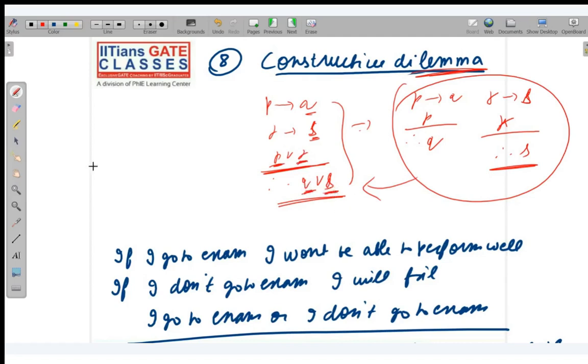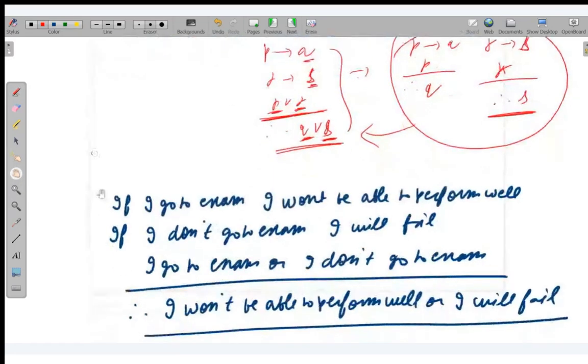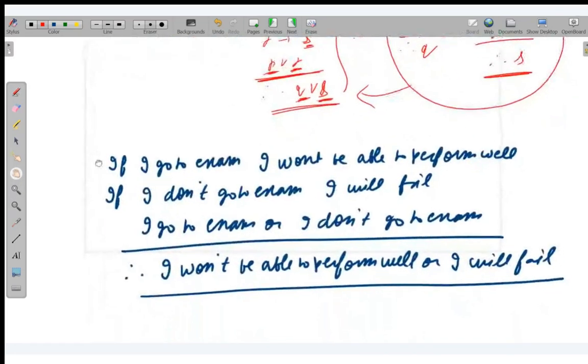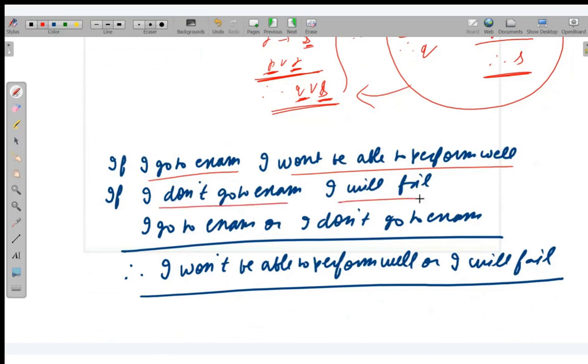Let me show you something of this dilemma situation. You have got it many times in your colleges. See this. If I go to exam, I won't be able to perform well. Imagine that you have a fever or something. You are not well before the exam, and now thoughts are coming to your mind. If I go to exam, I will not be able to perform well. Second thought will be, but if I do not go to exam, I will obviously fail. So now you will say, I go to exam or I do not go to exam.